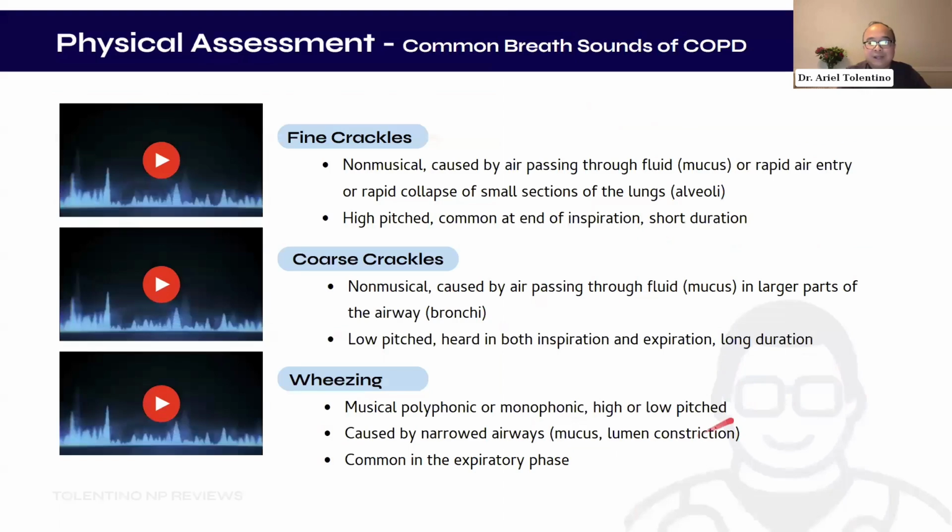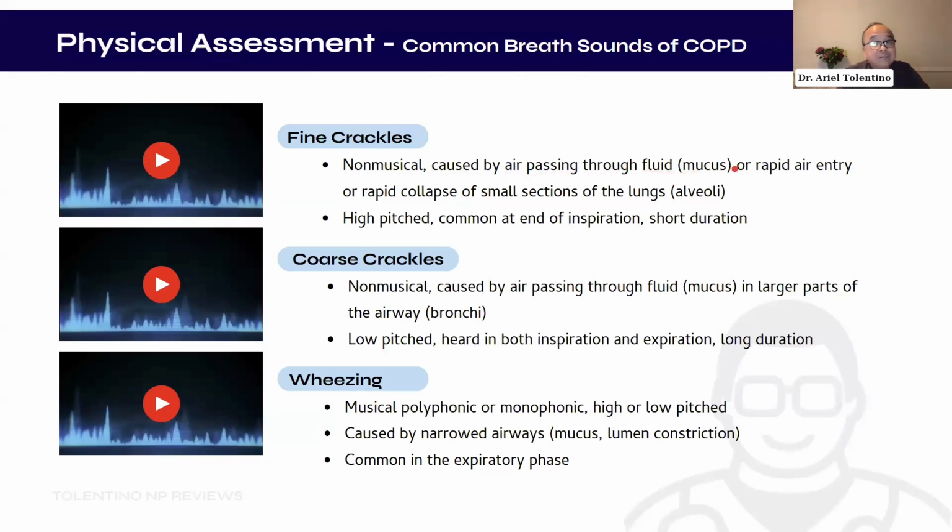Now, this is an interesting slide which shows us several breath sounds, which is very common. Fine crackles, coarse crackles, and wheezing. Again, if you have your high fidelity speakers, put them on to be able to listen and appreciate the breath sounds. First, we have fine crackles, and we usually compare this with coarse crackles, okay? Fine and coarse crackles, they're both non-musical. They're caused by passage of air through fluid. Of course, in the lungs, the fluid would be mucus.